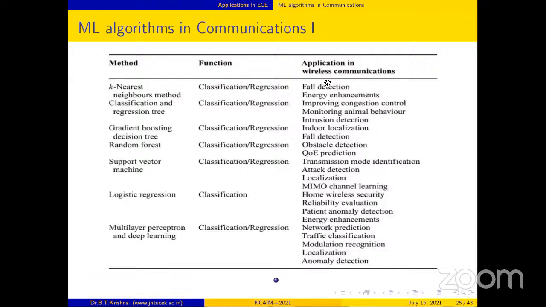These are the applications in wireless communications. So you see here fall detection, energy enhancement, congestion control improvement, monitoring animal behavior, intrusion detection, and obstacle detection. And similarly, MIMO channel learning and traffic classification. These are some of the applications in wireless communication, which are nothing but supervised learning applications. All these are supervised learning applications in wireless communications.